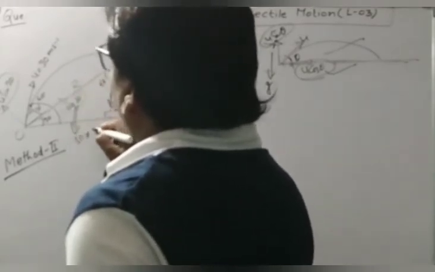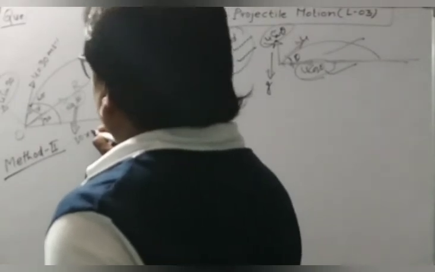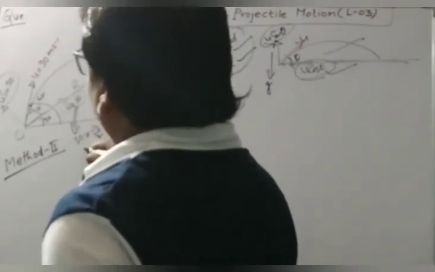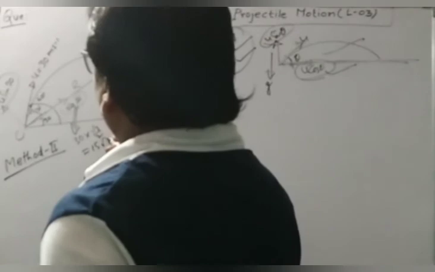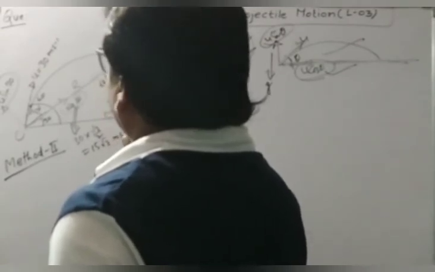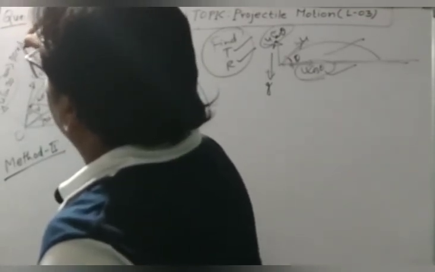Okay, dear. So this is u sin theta. So what is this? This is basically u is 30, and cos 30 is root 3 by 2, which will give you 15 root 3 meter per second, and sin 30 is 1 by 2 and u is 30. So this is basically 15 meter per second. Okay, here.